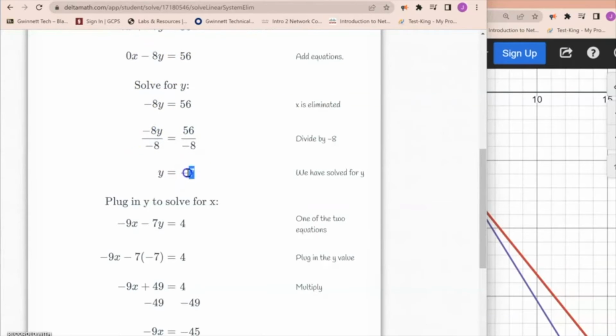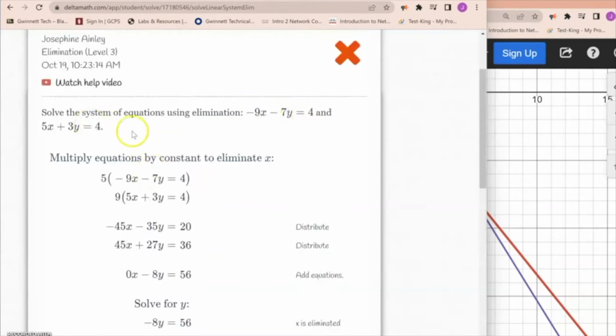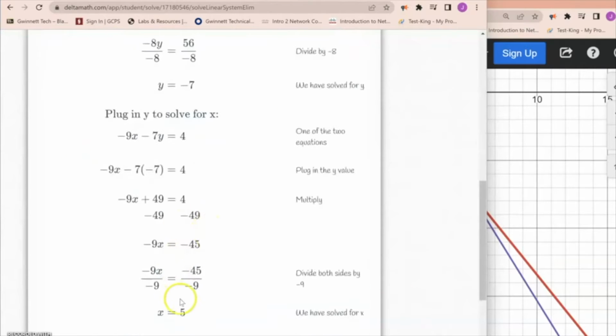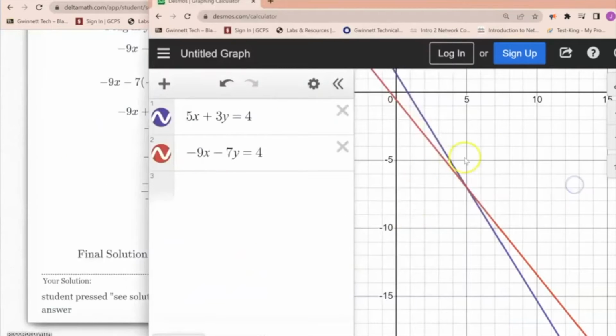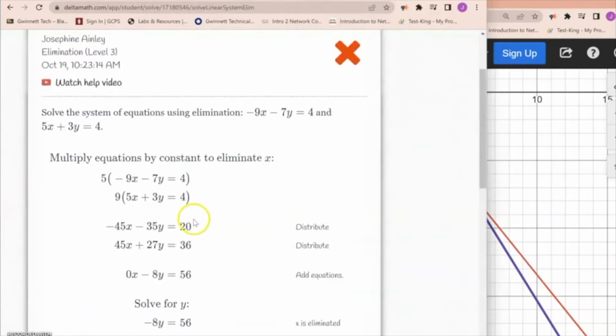And just like before, you plug in negative 7 into any one of these equations, whichever looks easier. So you can put it right here, negative 7, and then you solve for x. So you still end up getting 5, negative 7. All right, you can use the alternate method as well. It's just your preference.